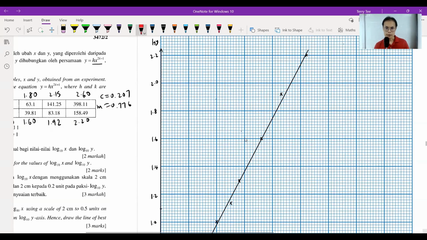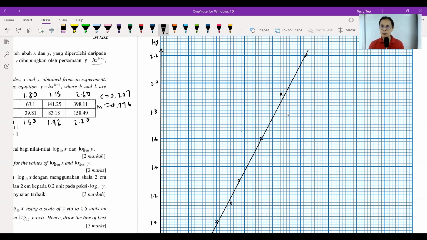This point is slightly above. This point is slightly above. This point is slightly below. This point is below. So it's okay. Your graph is balanced, quite nicely done. So let us just pick another point to find the gradient.